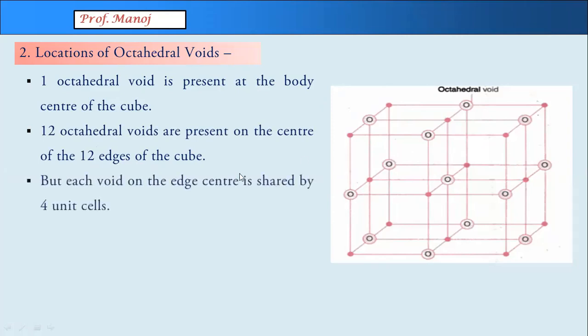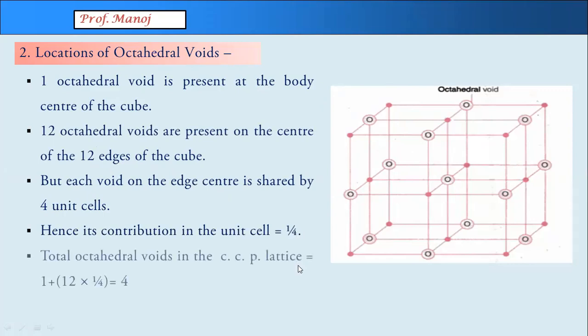Then we count their contributions. Each void at the edge will be shared by 4 unit cells. That means it is going to be just 12 into 1 upon 4, it will be 3, plus inside body center 1, that makes it 4. That is how we said that in face centered cubic, there are 4 octahedral voids present. For exams, for NEET and JEE, you should know the positioning of the voids. Edge center 12, body center 1. Remember this statement by heart.